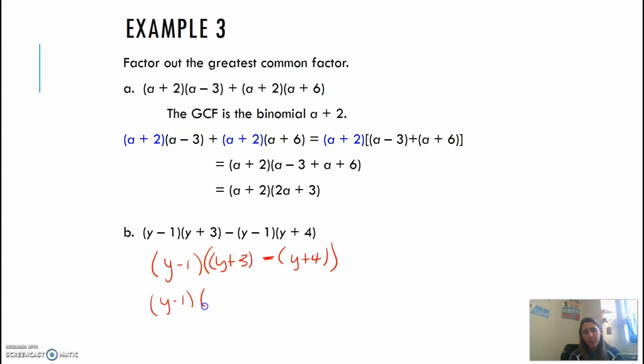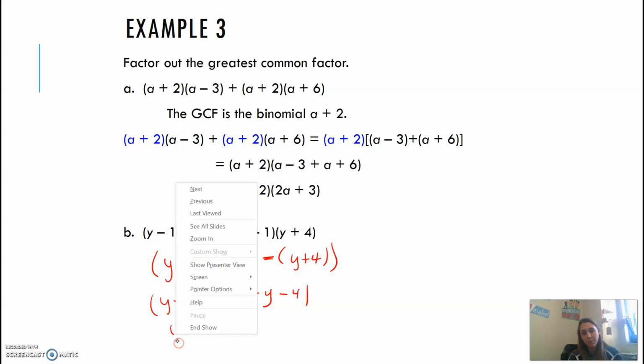So I have 1 times y plus 3. Then I have negative 1 times y, so minus y. And then negative 1 times negative 4, so we're distributing the negative here. So positive 4. And then I need to combine my like terms. Well, I have y minus y, which is 0.